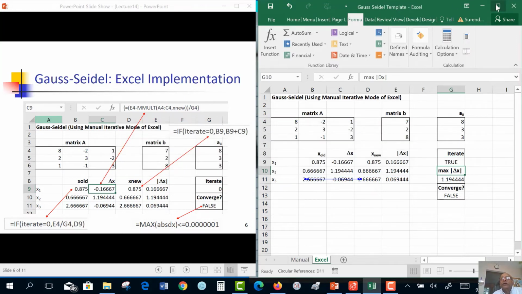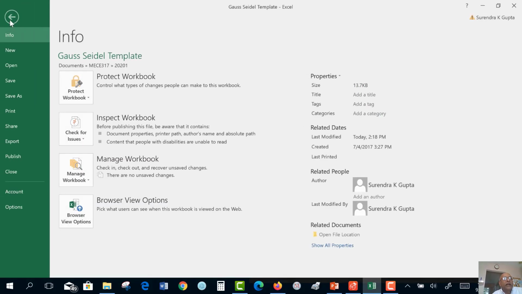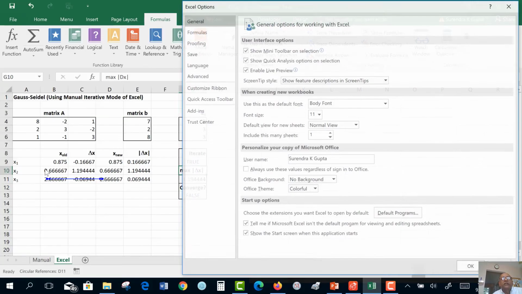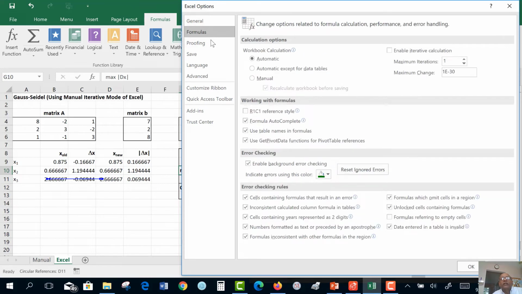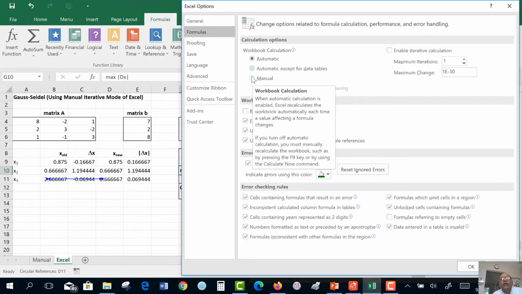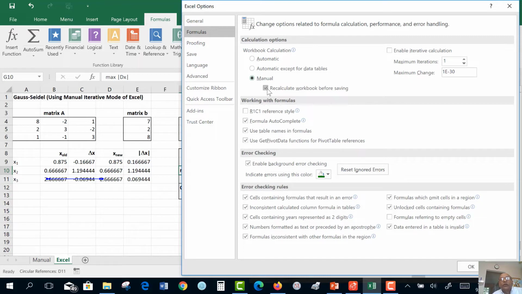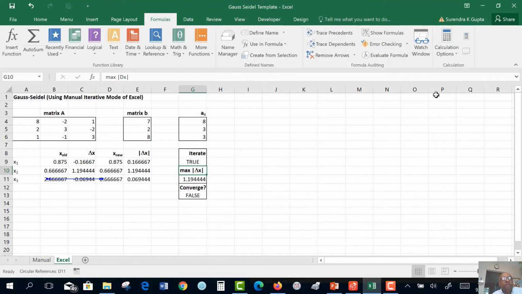So what we are going to do is go to File, Options, Formulas, and switch from automatic to manual mode. We don't want to recalculate. Enable iterative calculation. We want to do one at a time, and we are going to put this to some very low value, 1e minus 100. Okay. So if I press F9, it has done one iteration.